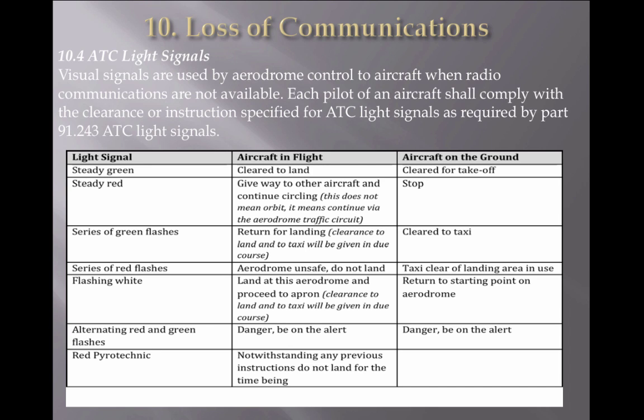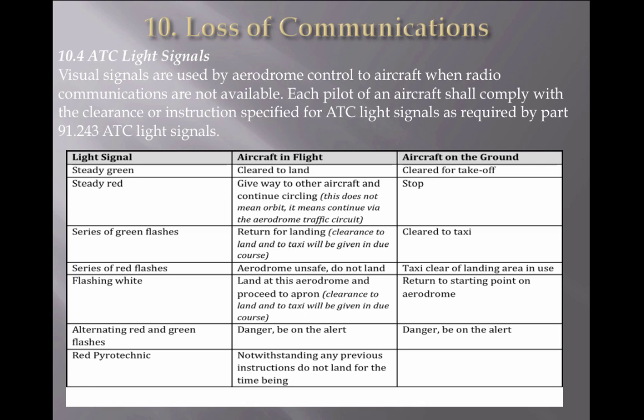Visual signals are used by aerodrome control to aircraft when radio communications are not available. Each pilot of an aircraft shall comply with the clearance or instructions specified for ATC light signals as required by Part 91.243 ATC light signals. Steady green: cleared to land if the aircraft is in flight, cleared for takeoff if the aircraft is on the ground. Steady red: give way to other traffic and continue circling.